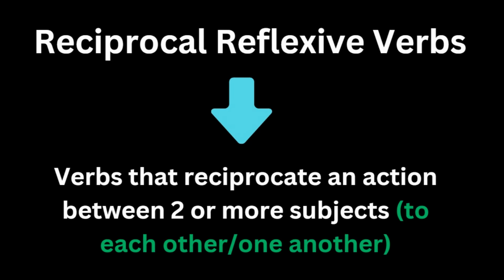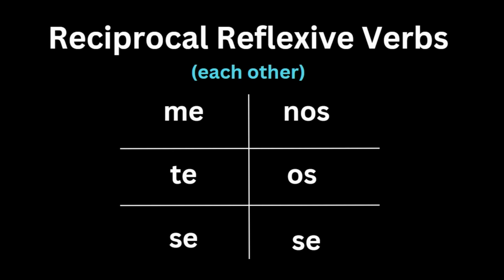Reciprocal reflexive verbs in Spanish is the English version of verbs that reciprocate subjects that involve two or more people, as in each other or one another. While reflexive verbs express a verb that is followed by a preposition, reciprocal reflexives always tend to have two or more subjects. When you think about it in both English and Spanish, we refer to each other whenever we speak of two or more subjects.